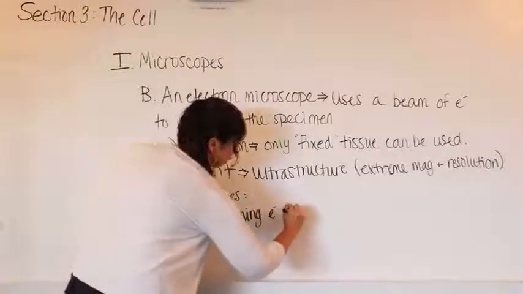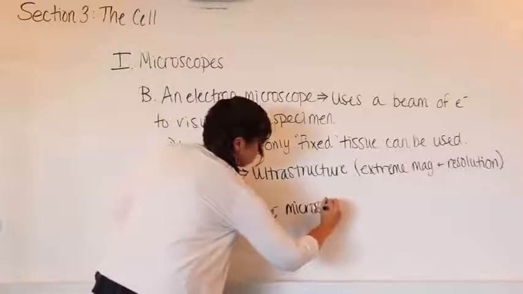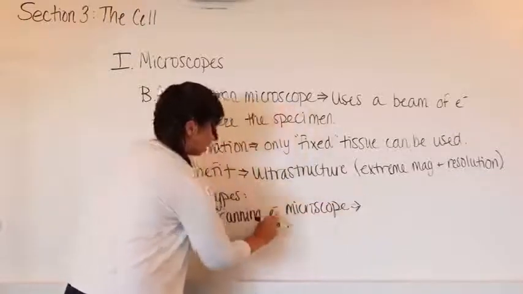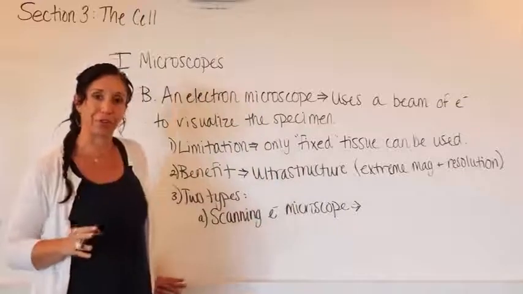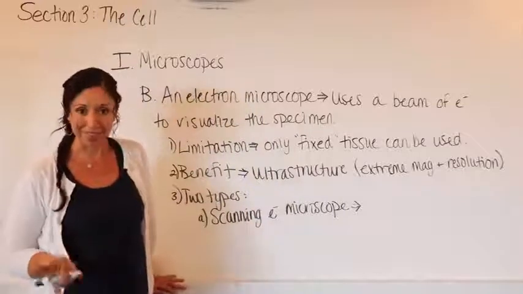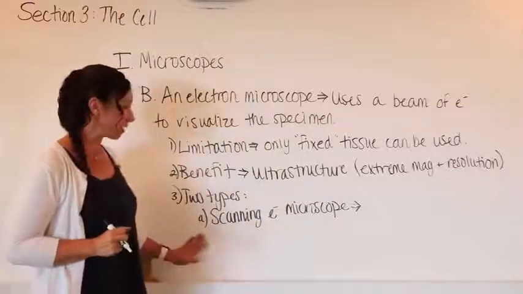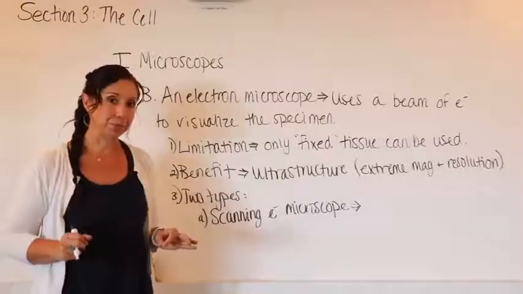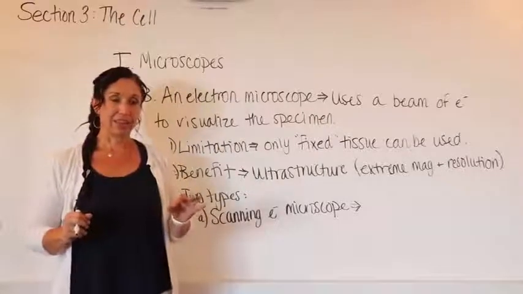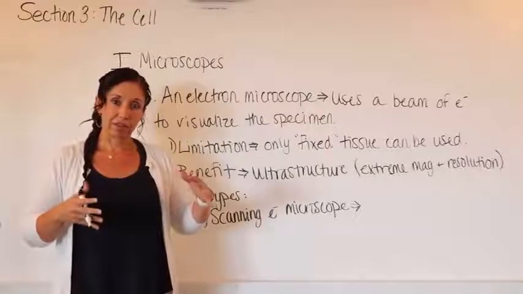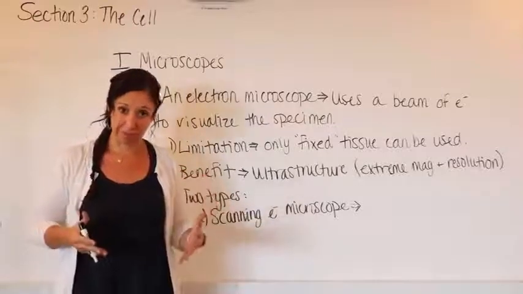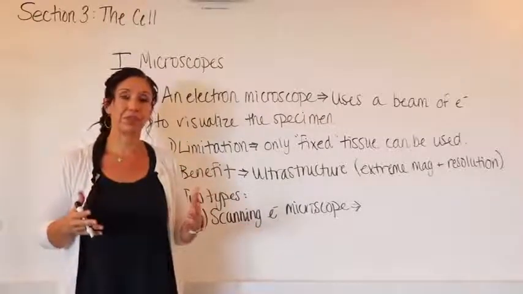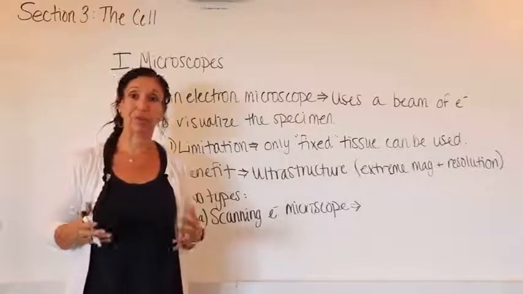Scanning electron microscope. The E with the negative sign, that's shorthand for electron in chemistry, so I'm just staying with my shorthand. So scanning electron microscopes, what they do is they literally scan the surface of your specimen. This comes in super handy when we're talking about the microbial world.